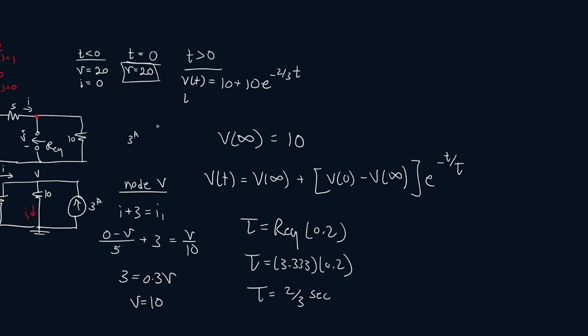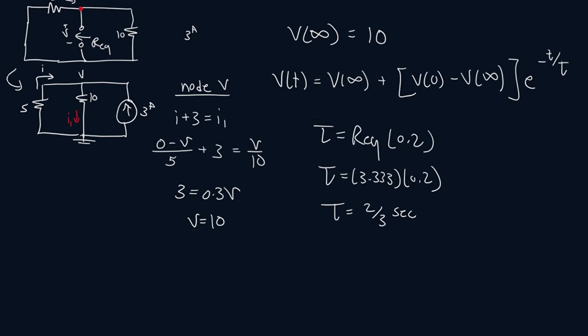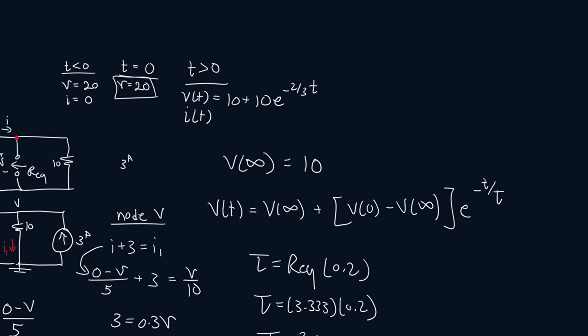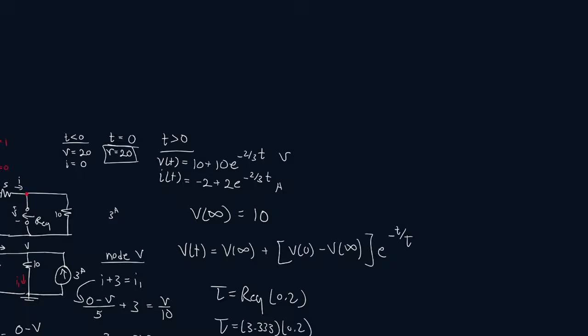Now we need to solve for I(t). And I(t) is actually going to be really easy. So recall, I is just this value, right? I will be equal to (0 minus V) over 5. So I(t) will be (0 minus V(t)) over 5. So we'll just have to divide this by negative 5. So it'll be negative 2 plus 2 e to the power of minus 3 over 2 t amps, and this is in volts. And there we go.